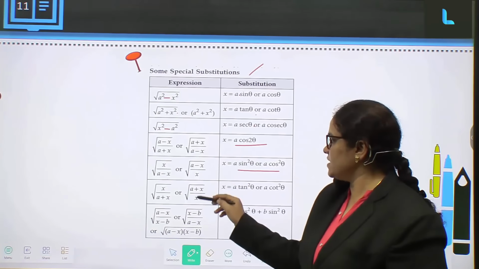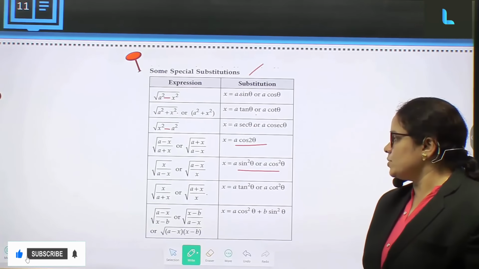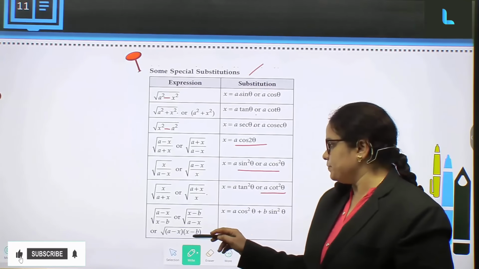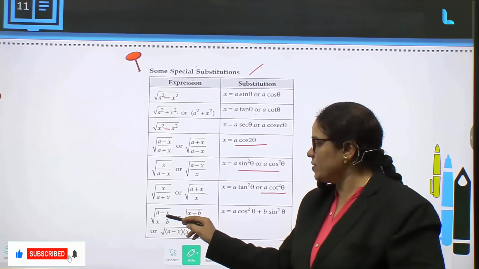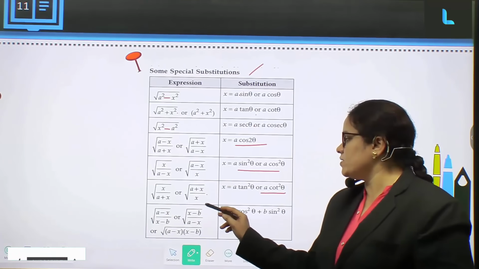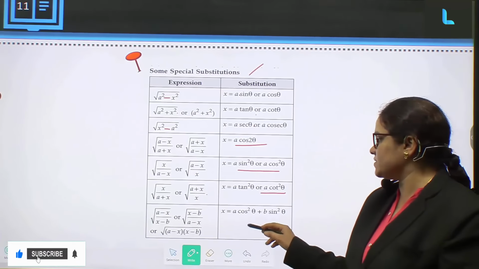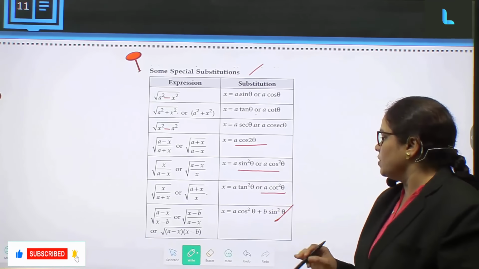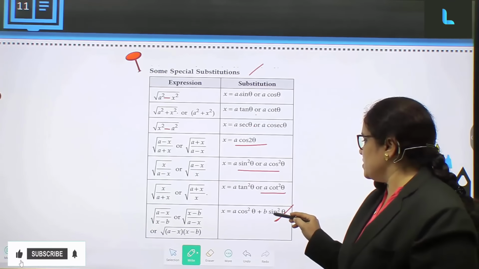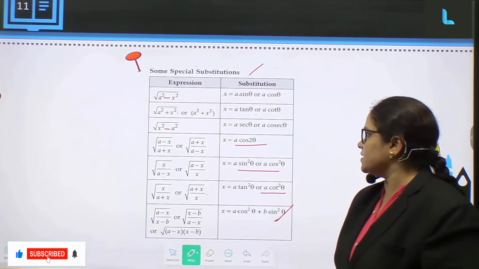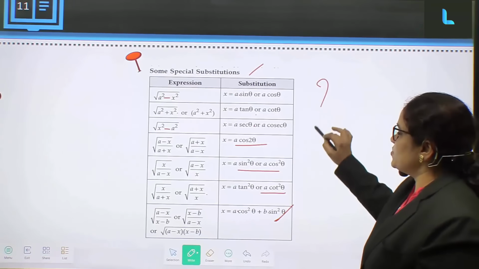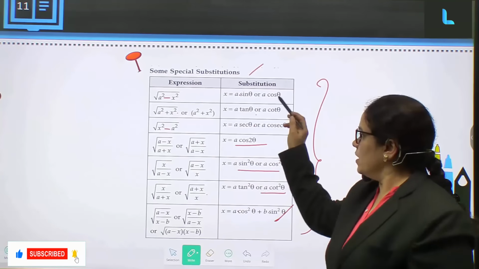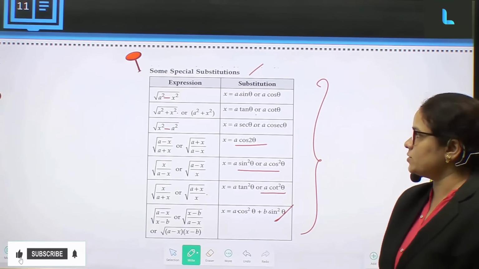And from this expression you can put x equal to a tan square theta or a cot square theta. And the last one, square root of (a minus x) by (x minus b) or square root of (x minus b) by (a minus x), in this also you can substitute x equal to a cos square theta plus b sin square theta. So these are some special substitutions by putting x value in trigonometric functions. Okay.